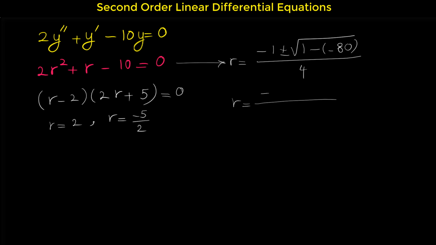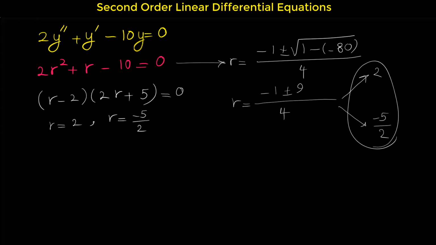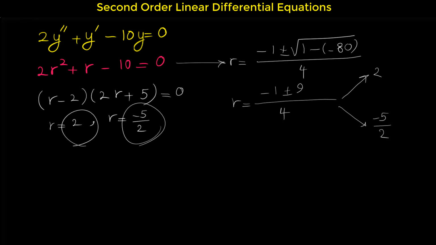Finally, r from this equals negative 1 plus minus, this is 81, square root of 81 is 9, over 4. Negative 1 plus 9 over 4 is 2. Negative 1 minus 9 over 4 is negative 10 over 4, which is negative 5 over 2. The same numbers as here. Because in this question we have two distinct real roots, so we use the formula for case 1.